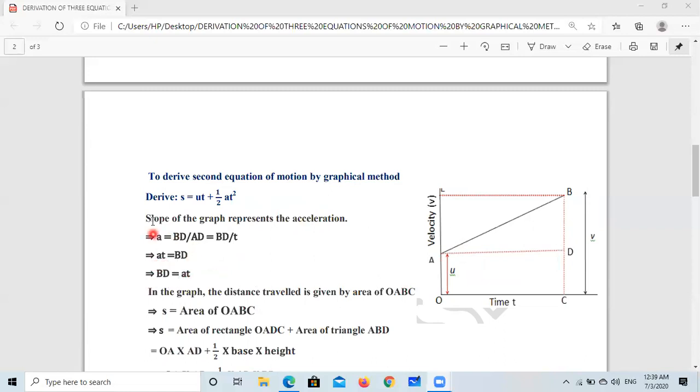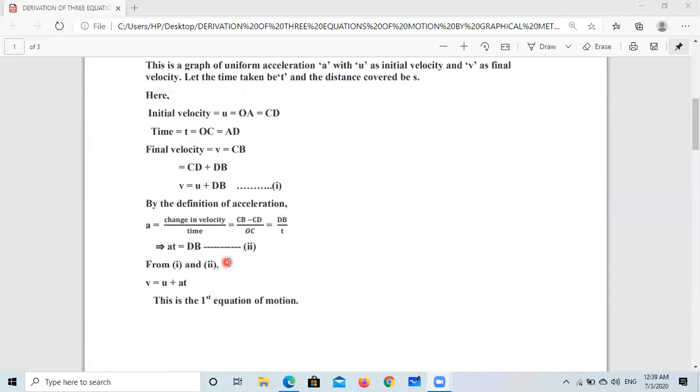So we can write these four lines in place of those lines here by the definition of acceleration. So we reach here at equal to DB. In place of those three lines, we can write those four lines, or it depends on you. So finally we get at equal to DB. So from 1 and 2, we can write v equal to u plus at. This is the first equation of motion.